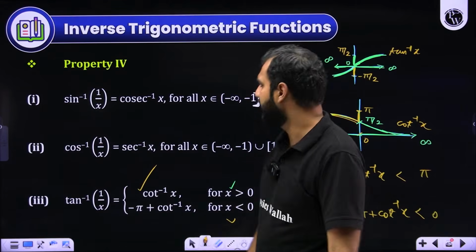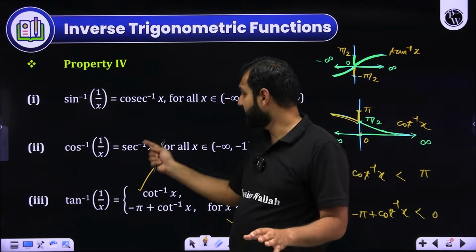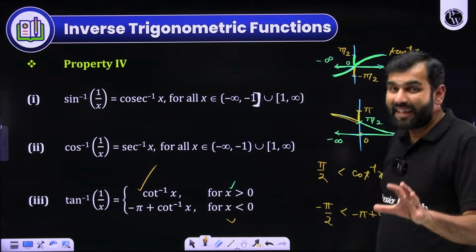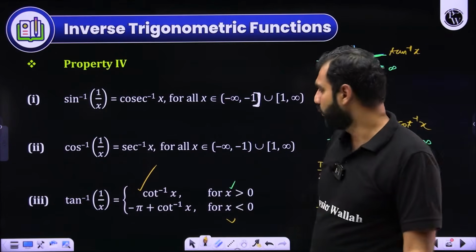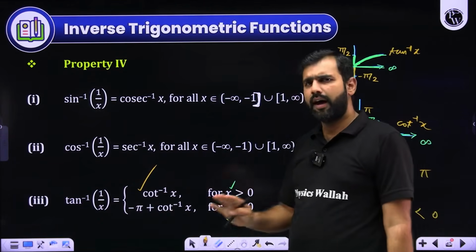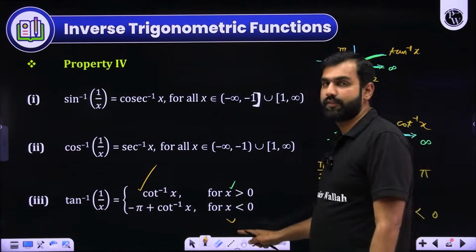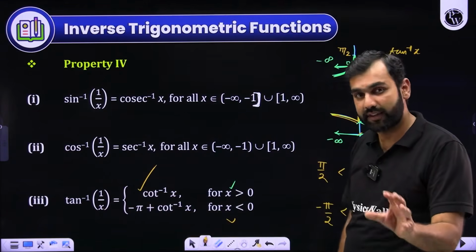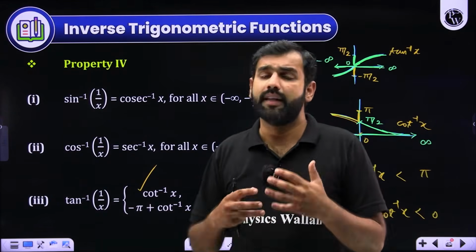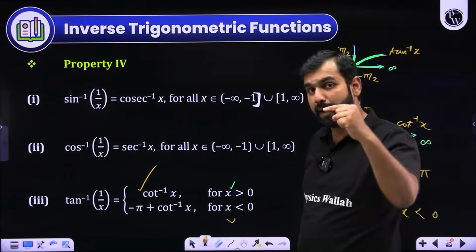I hope you are understanding. For sine inverse 1 by x and cos inverse 1 by x, I could write them as cosec inverse x and sec inverse x respectively, as long as they were in the domain. Tan inverse 1 by x also will be true for all the real values of x. But here there is a catch: whenever x is positive, I won't hesitate in writing tan inverse 1 by x as cot inverse x. But if x is negative, don't straight away write it as cot inverse x. You can write it as cot inverse x, but add minus pi to it.